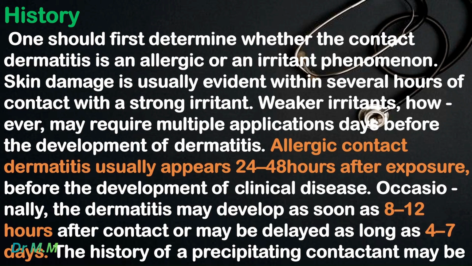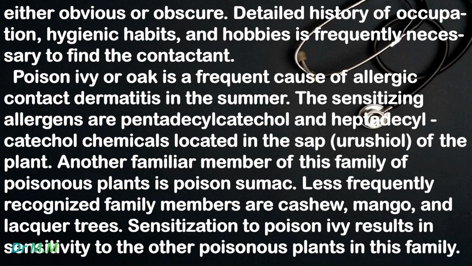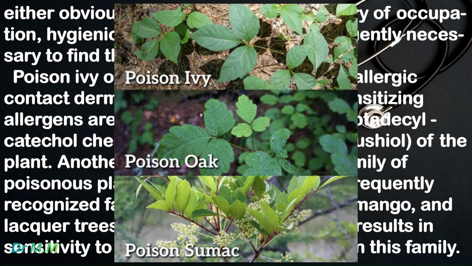The history of a precipitating contactant may be either obvious or obscure. A detailed history of occupation, hygienic habits, and hobbies is frequently necessary to find the contactant. Poison ivy or oak is a frequent cause of allergic contact dermatitis in the summer. The sensitizing allergens are pentadecylcatechol and heptadecylcatechol chemicals located in the sap or urushiol of the plant.